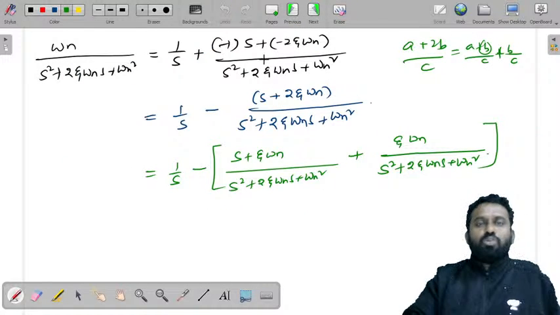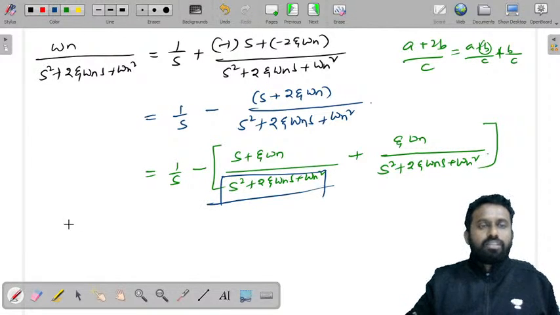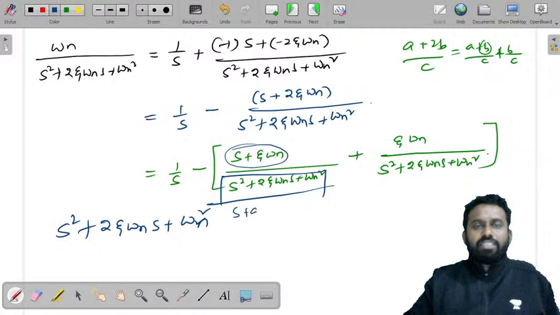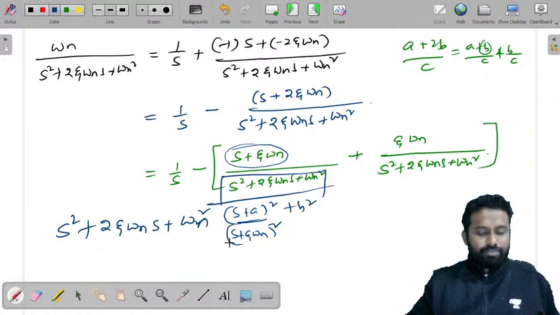Now, let's go back. I want to write this term, s square plus 2 zeta omega n s plus omega n square, as s plus a whole square plus b square. This is what I wanted to write. So if this is s plus zeta omega n, this must also be s plus zeta omega n whole square. So I just want to modify it in this form.